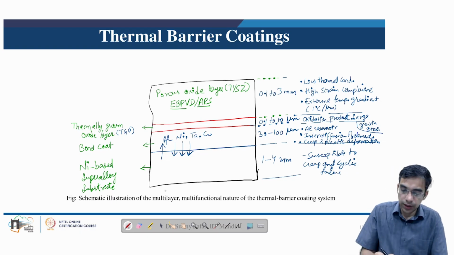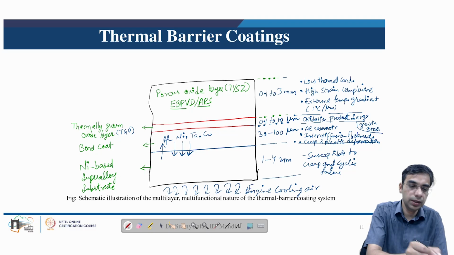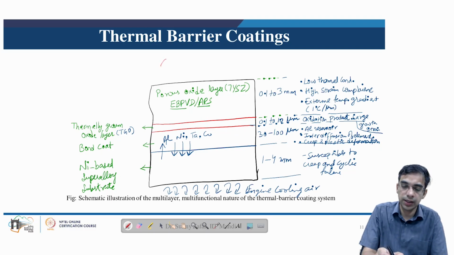And we have the engine cooling air here. This can be drawn out from the vanes. So this is the engine cooling air, and on the top side, which is exposed to the hot gases, is of course the thermal barrier coating, comprising this porous layer of 7% yttria stabilized zirconia. So hot gases at high velocity.